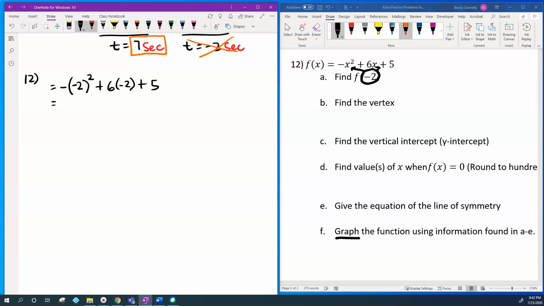I'm going to write this down a little bit differently. This is kind of like a negative 1 that's out there, and you have to remember that you're multiplying that by a negative 1 after. So that's really negative 4, and then minus 12, and then plus 5. So negative 16 plus 5, so negative 11. That's a point, so we know that when x is negative 2, y is negative 11. So there is a point on the graph that could help us. That is part A.